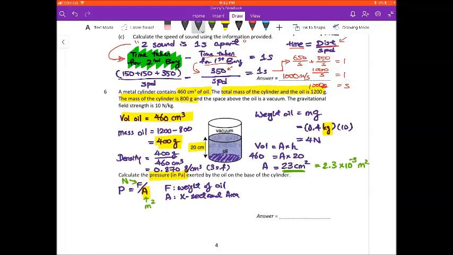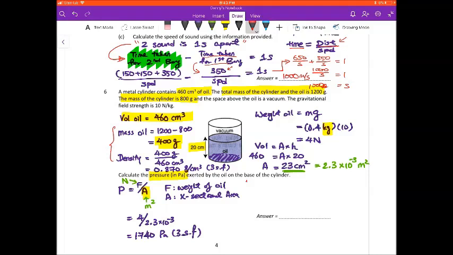So what I do, I just sub in this value, 4 divided by 2.3 times 10 to the power of minus 3. So what answer will I get? I will get 1740 Pa, 3 SF.